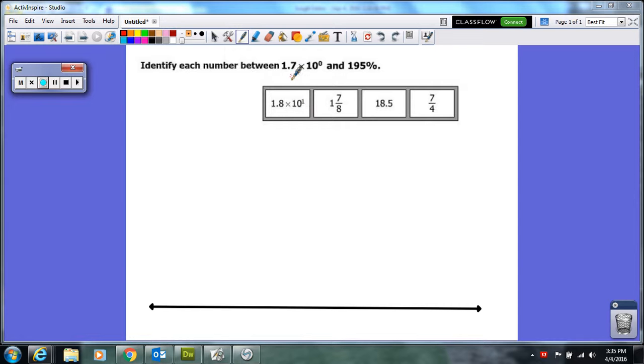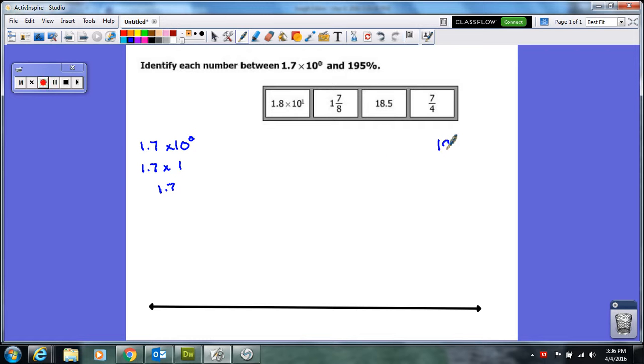All right, so there are lots of different ways you can attack this problem, but my advice would be to turn each of these values into a percent and then graph them on this little number line that I prepared down below to get a visual to see exactly where they compare to one another. So let's begin with 1.7 times 10 to the 0 power. Anything to the 0 power, if you'll recall, is 1. So literally 1.7 in this case is simply being multiplied times 1, which gives us 1.7.